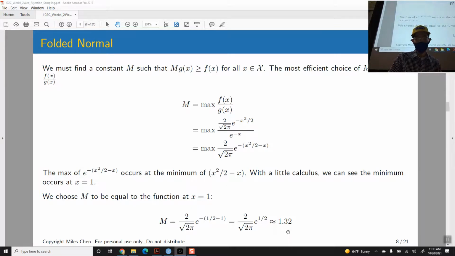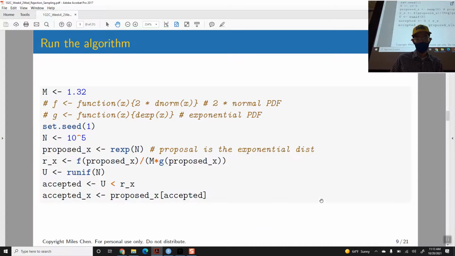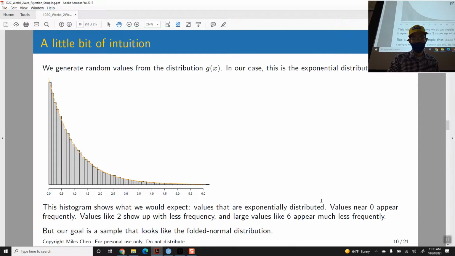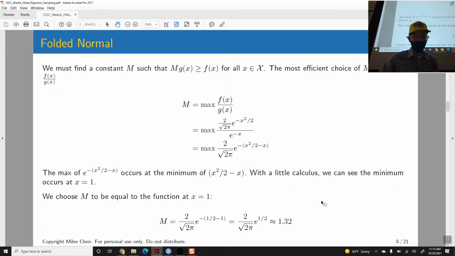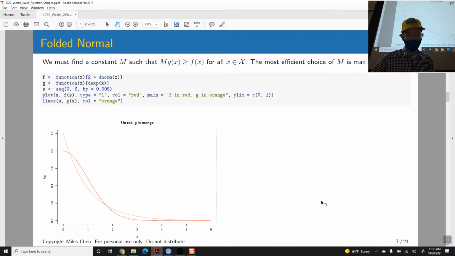Okay, and if I multiply the plot, I guess I didn't draw this plot, but basically if I multiply the orange line by 1.32, it will raise it so that the red line is completely contained inside the curve.